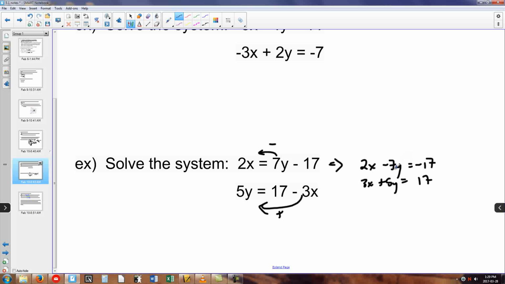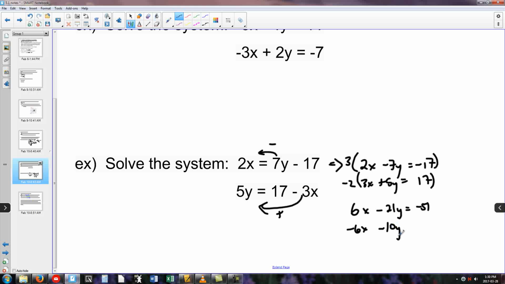So the problem with this right now is if I combine them, neither the x nor the y is going to cancel. But if I times the top by 3 and times the bottom by negative 2, I would get 6x and negative 6x. So let's do that. I'll get 6x minus 21y equals negative 51. And then down here, I'll get negative 6x minus 10y equals negative 34. And that's through multiplying all the way through. The x's do cancel. I get negative 31y equals negative 85. And then just divide by negative 31.